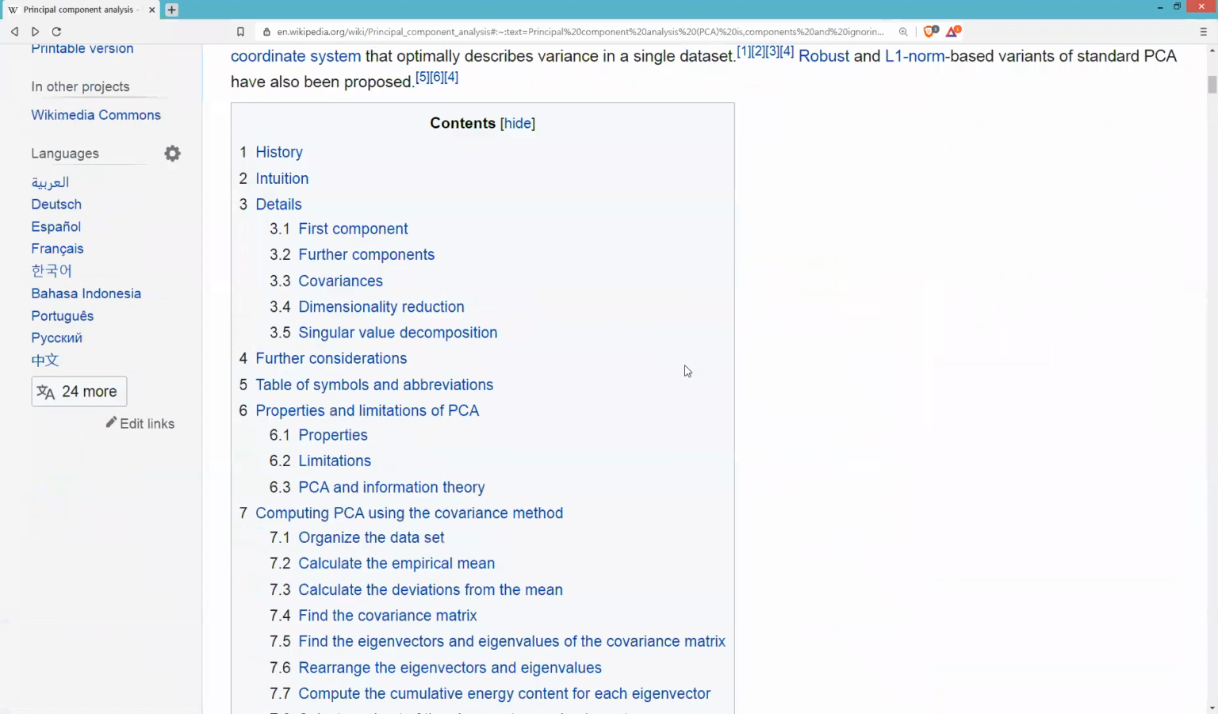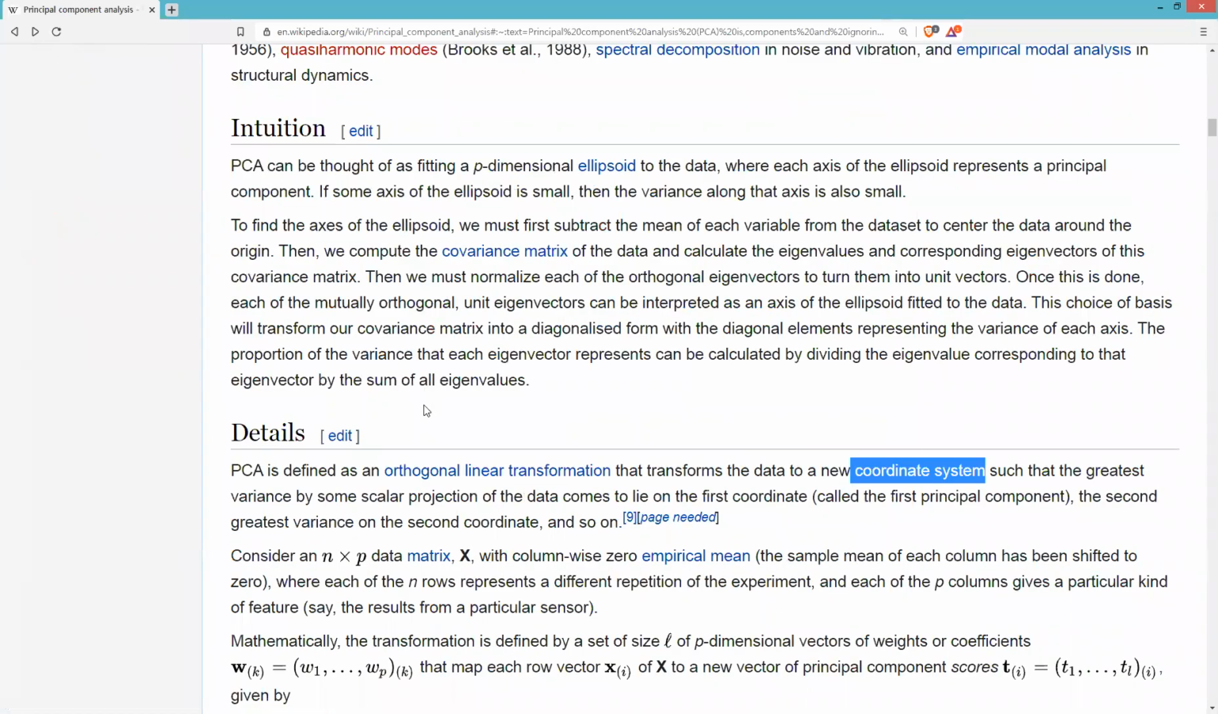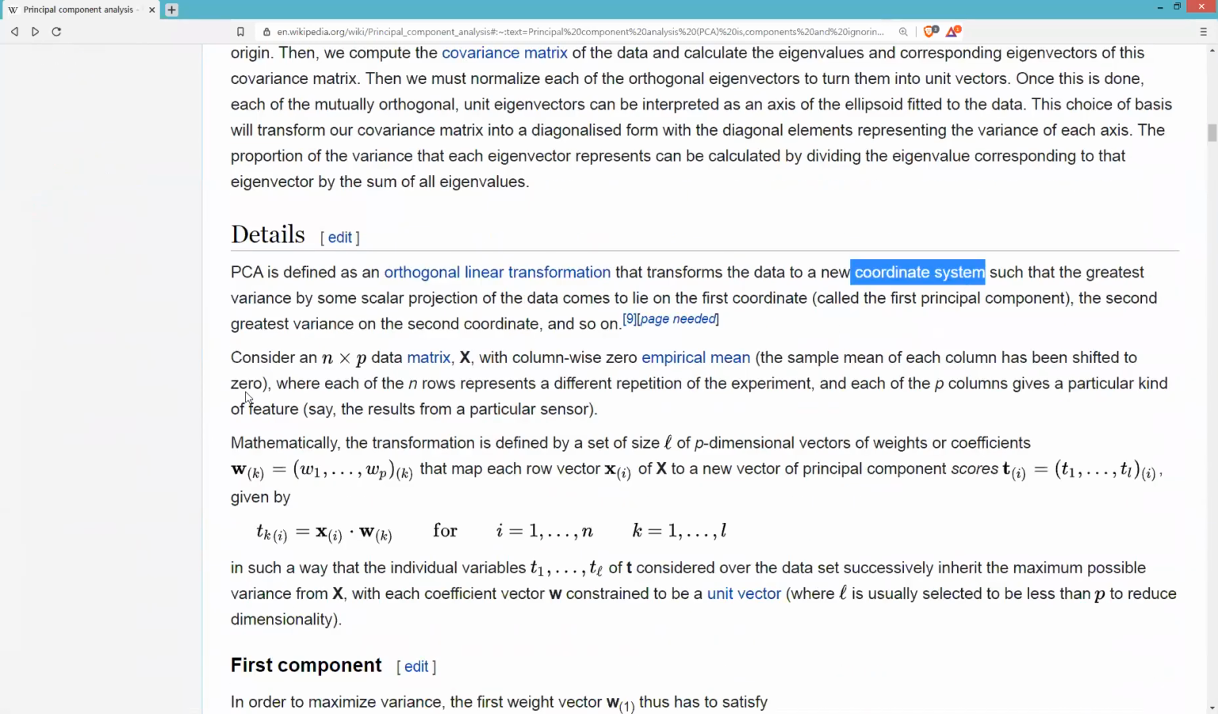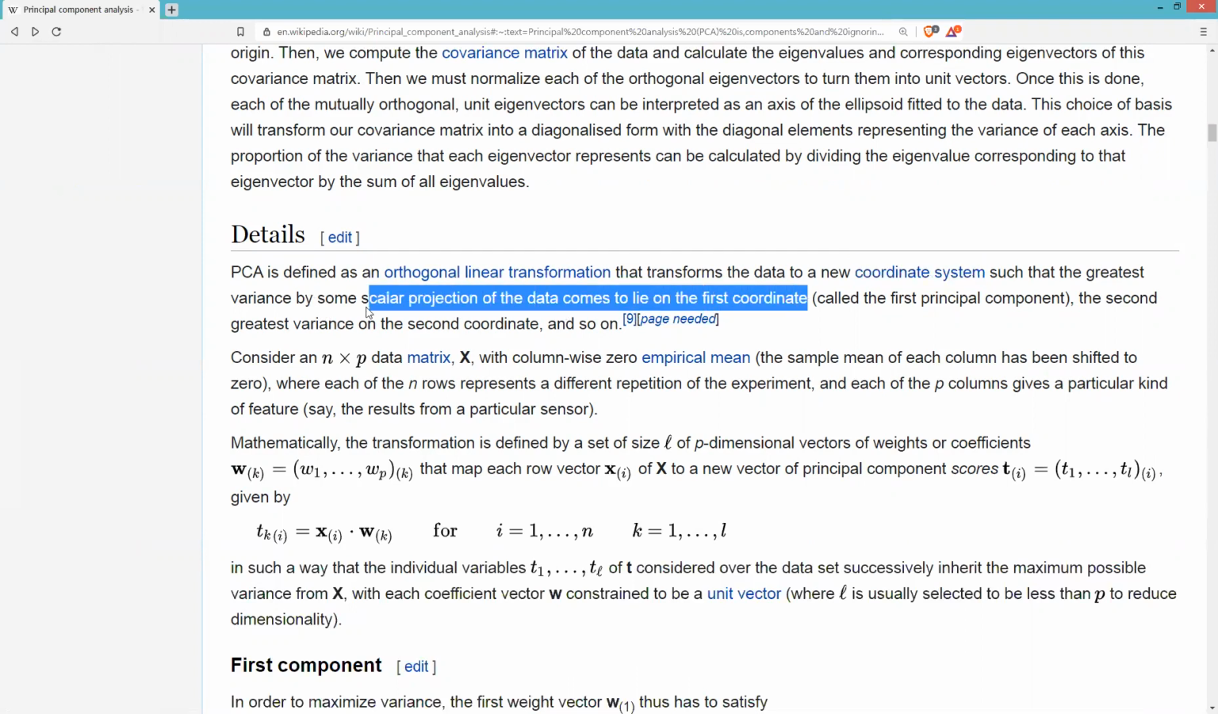So let's go to the detailed parts. A new coordinate system such that the greatest variance by some scalar projection of the data comes to lie on the first coordinate. That's what I explained. Okay, so the first coordinate, if we normalize it to unit length, is called the first principal component. And the second greatest variance lies on the second coordinate, and so on.